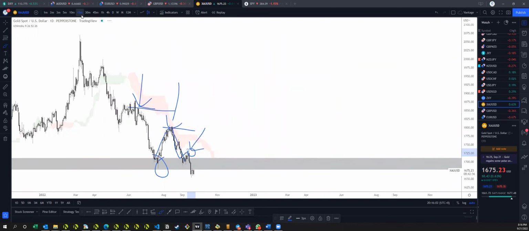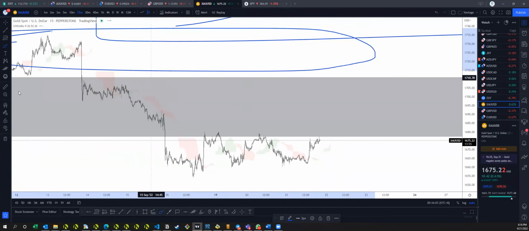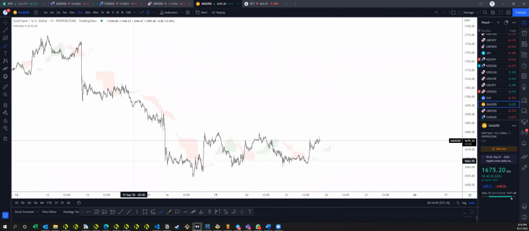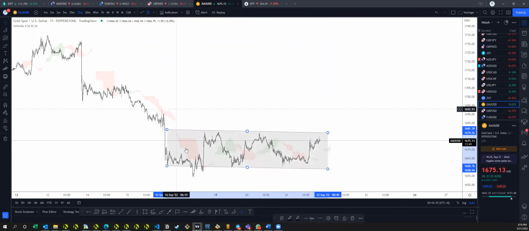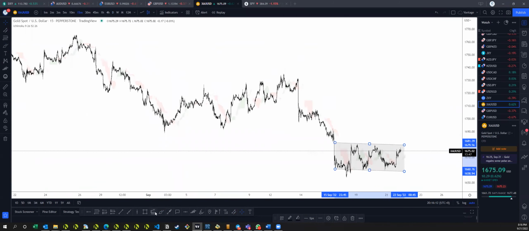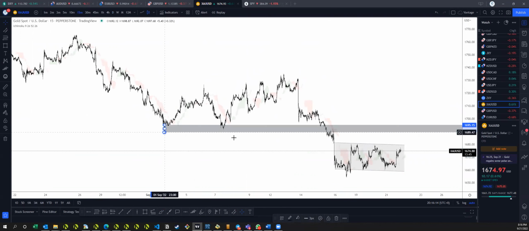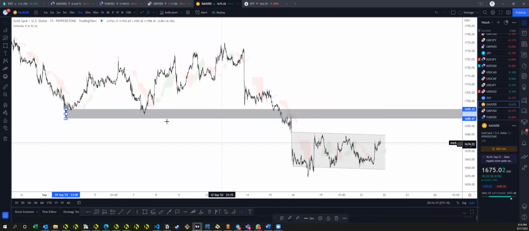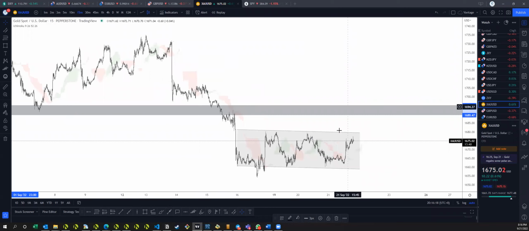So on a lower time frame, right? There's this channel that's nicely created for us. So again, let me just mark out the long-term support. Okay, so this was the long-term support that I was talking about. This is on the 15 minutes chart. Okay, let me just adjust the curve more accurately.